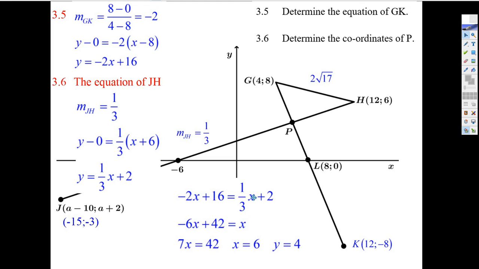X is 6. And if I put it up in here, 1/3 of 6 is 2, plus 2 makes y is 4. So the coordinates of P are x equals 6 and y equals 4. I guess I could have written it like that. Okay, so I hope that makes sense.